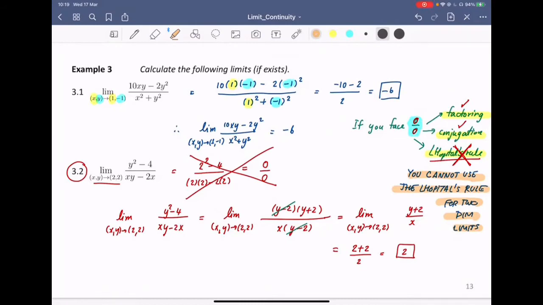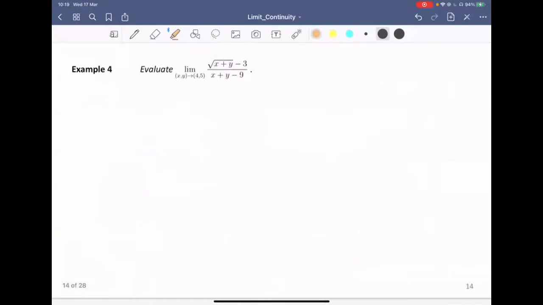All right, next, let's do example 4. So I'm going to show you how to compute something. Let's just spice it up a little bit. So let's look at this one. Now you can see my technique. If you already forgot everything, every time you compute a limit, you try to plug the number into the function first to see if it's easy to compute or not. If I plug in 4 and 5, I get 4 plus 5 minus 3 over 4 plus 5 minus 9. You can see, hey, this is 0 over 0 again.